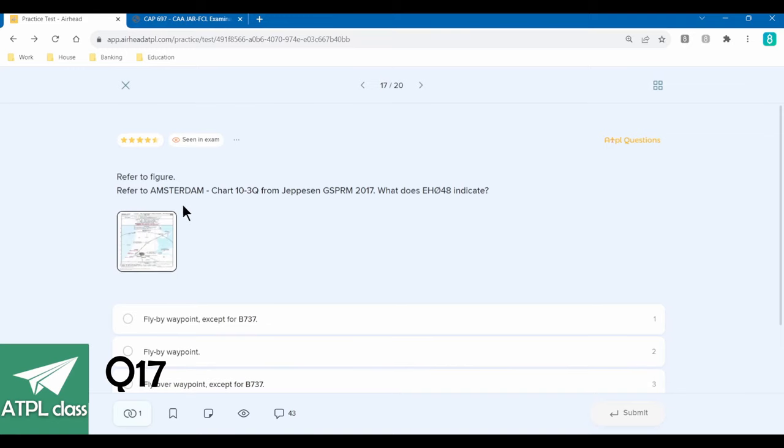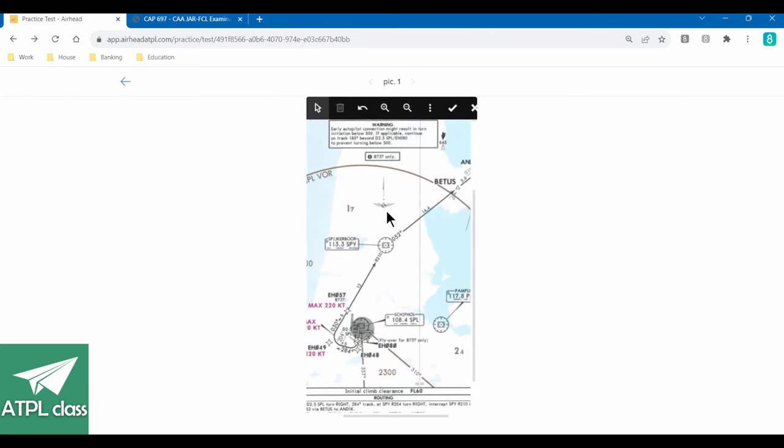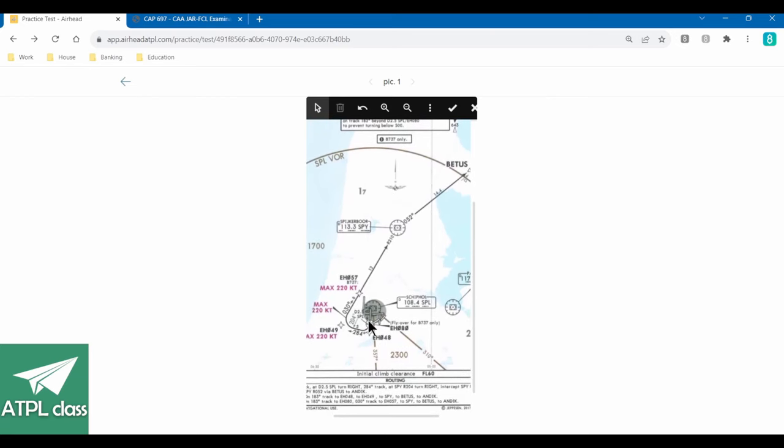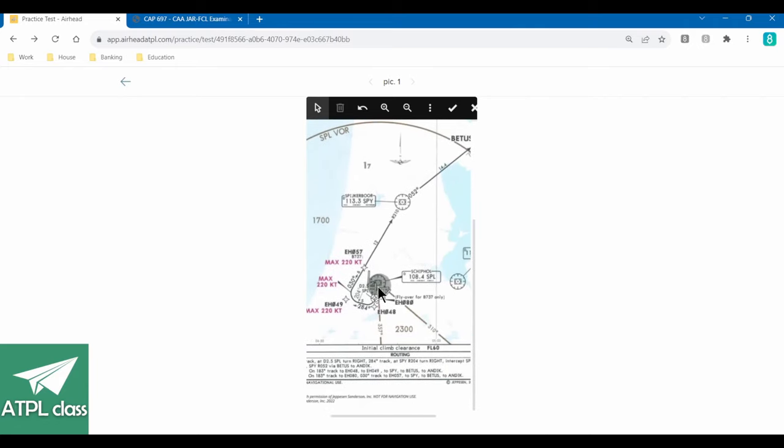Question 17 then. Refer to the Amsterdam chart. What does EH048 indicate? EH048, let's find you. Not very good quality. EH048, where are you? There. EH048 is a departure, is it? Yes. So you take off south, you turn, and you fly up. There's no speed constraint. You don't even have to fly over. It's a flyby turning to 284.